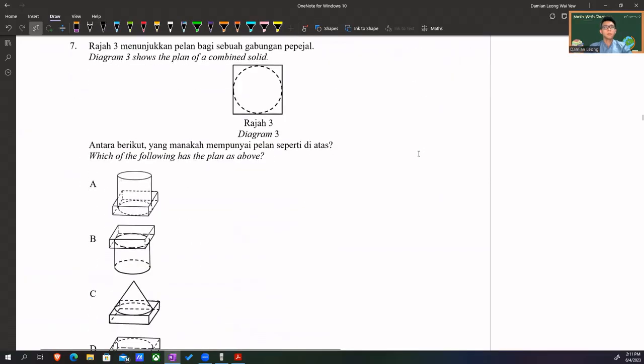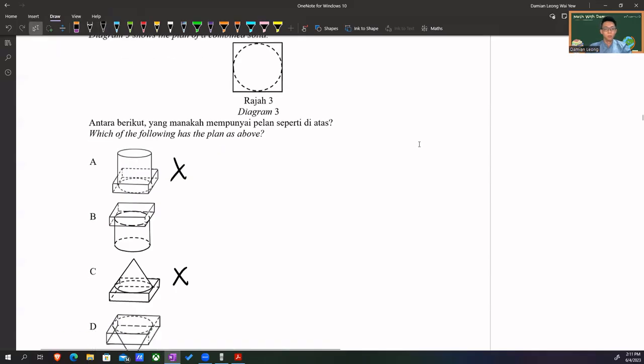Okay. Question 7. Diagram 3 here shows the plan of a combined solid. So plan means you view from above. So this is what you see from the top. So you see this dotted line. Dotted lines means you cannot see it from the top. Means it's a hidden line. So it's beneath what we can see. So definitely it's not the A, it's not the C.